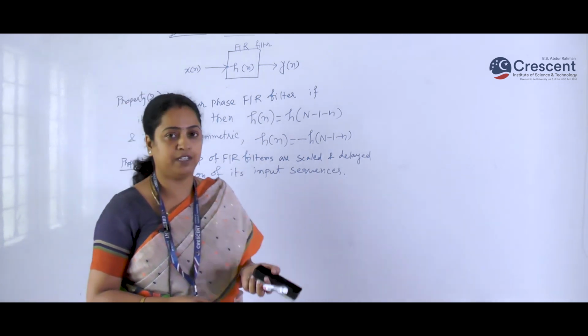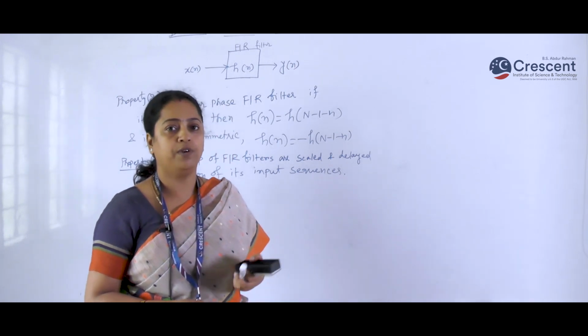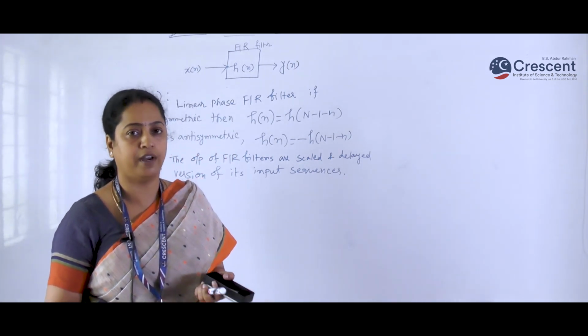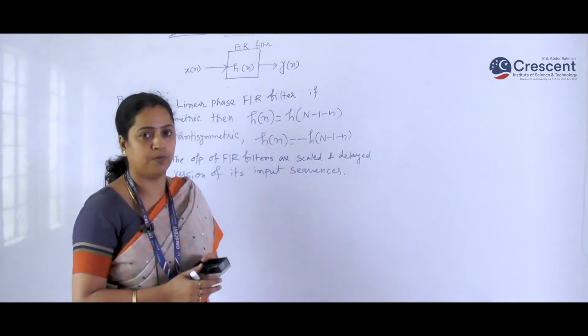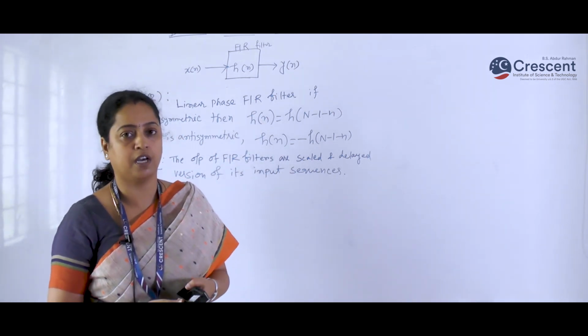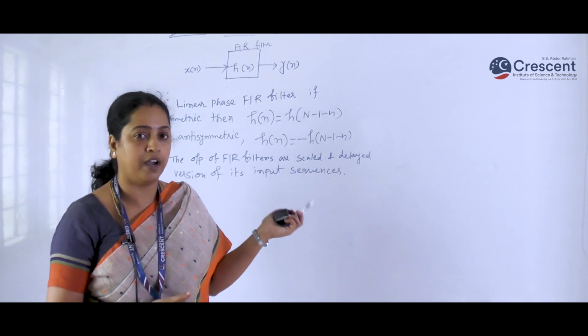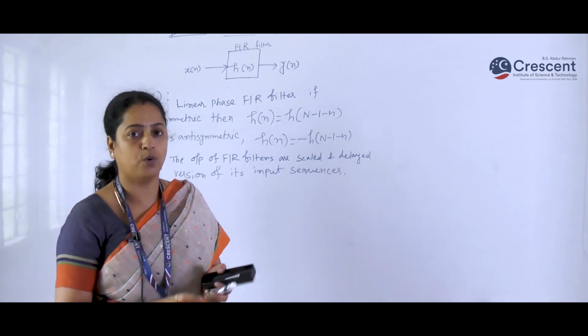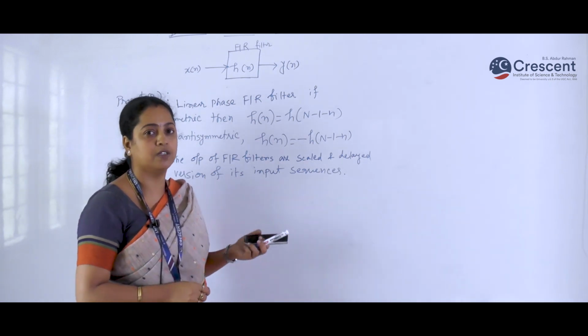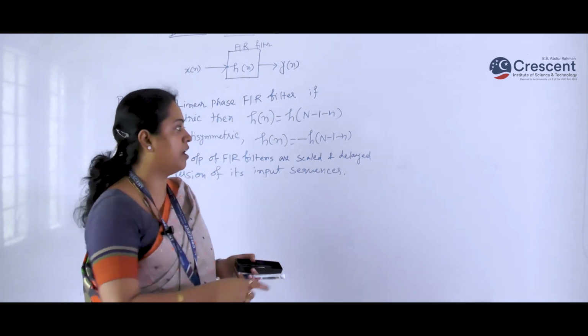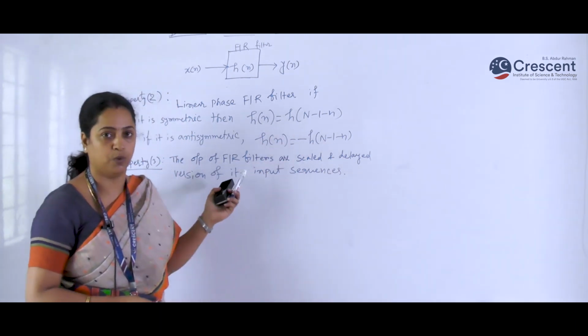So when designing a filter, as I have already said, we are finding the coefficients of h of n. When we find the coefficients of h of n based on the length of the filter, in case of FIR filter, if we find half of the filter coefficients, it is enough to design the filter, because the remaining half of the coefficients we can find using property 2.